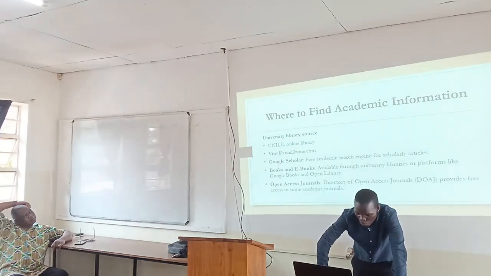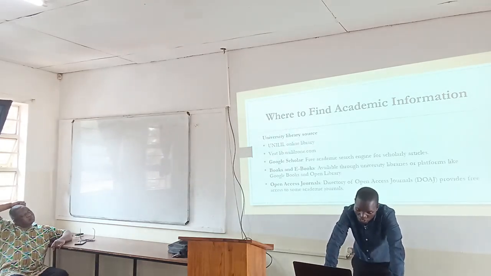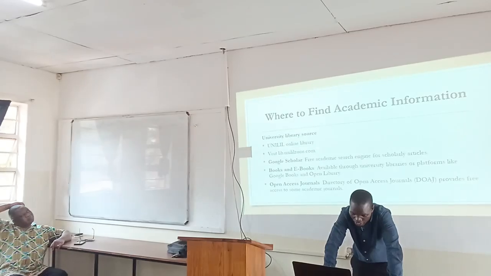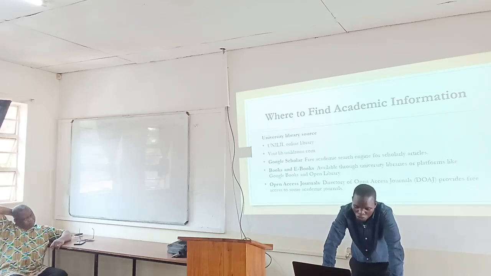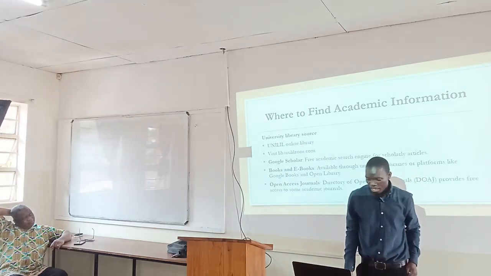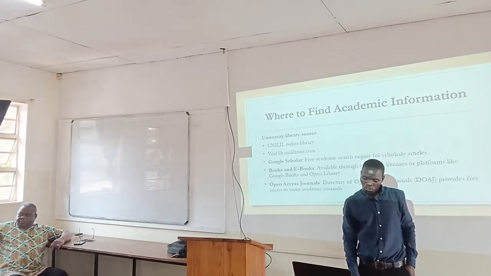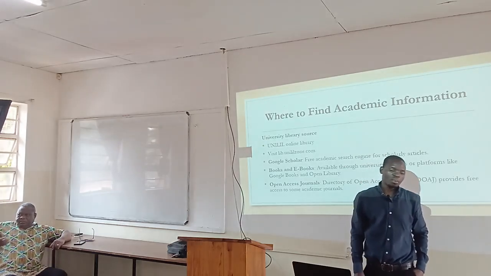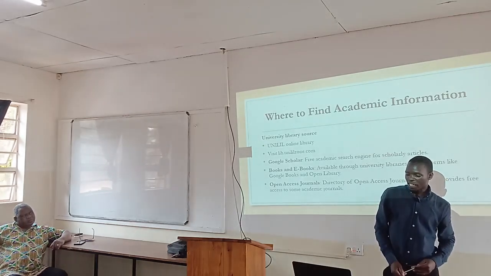So, where to find academic information? You as a student, the first option that you have at hand is visiting the university library. And the university library, like we all know, or maybe you don't know, is in two forms. We have the physical library and the electronic library. That means you as students have two options to access these books. It's either you go for the physical books or you go for the online library.